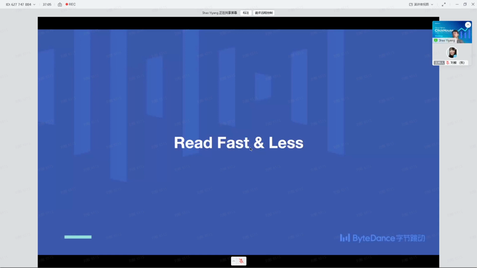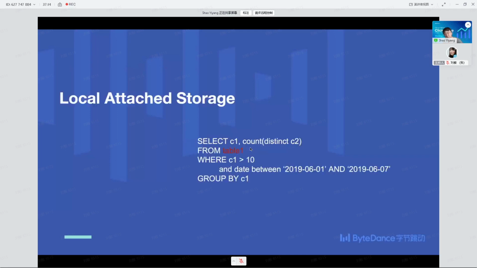The first step is we need to read fast and try to read as little data as possible from the disk. So first of all, ClickHouse uses locally attached storage. By using locally attached storage, the data is closest to the CPU. If we don't count memory, because memory is not a persistent storage, local attached storage actually is the best way to make the data closer to the computation resources.